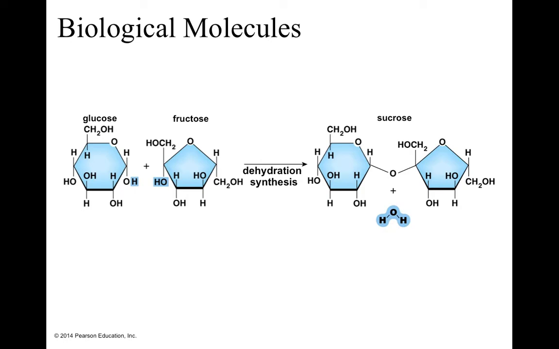Again, this is the process of dehydration synthesis, whereby we are taking 2 monomeric sugars, in this case glucose and fructose, and we are combining them through dehydration synthesis into this dimer. It's called dehydration synthesis because we are taking the hydrogen and the hydroxyl group, bringing them together, and creating this water molecule.